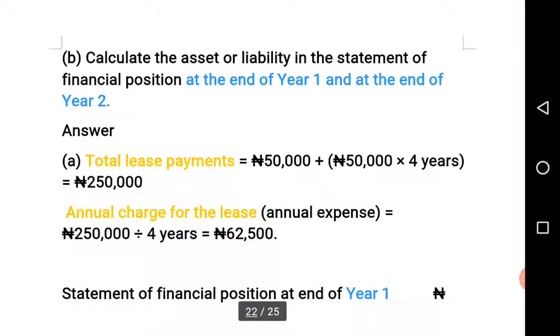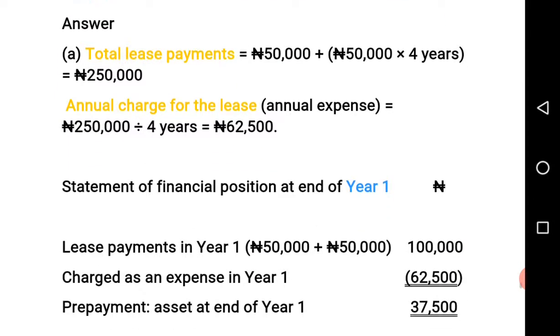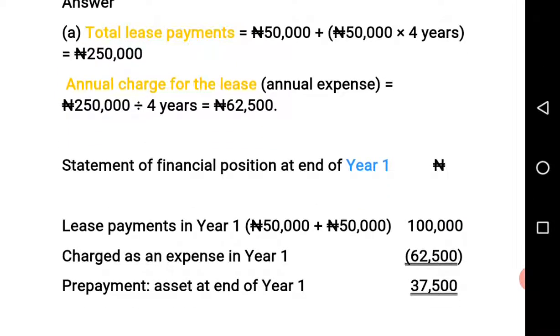We'd have an average of 62,500. That is to say that if we wanted to split the total payments equally, we would pay 62,500 for each of the 4 years, rather than paying an initial deposit of 50,000 first, then 50,000 in the following years. So in the statement of financial position at year 1, we would have the following.